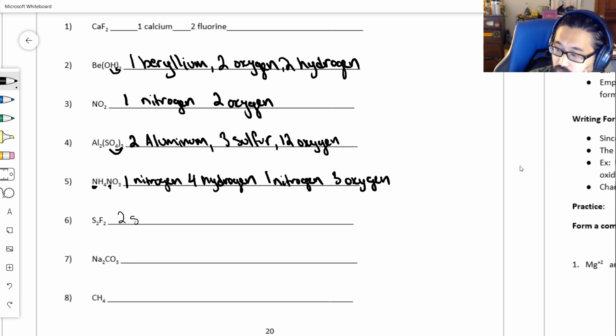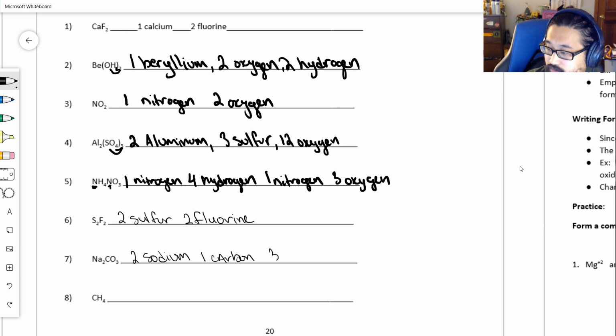This is 2 sulfur and 2 fluorine. It's fluorine, not fluorine, just for the record. Here I have 2 sodium. Na is sodium. I have 1 carbon. And I have 3 oxygen. Finally down here, 1 carbon and 4 hydrogens. Right, so just counting. Counting should be fine.